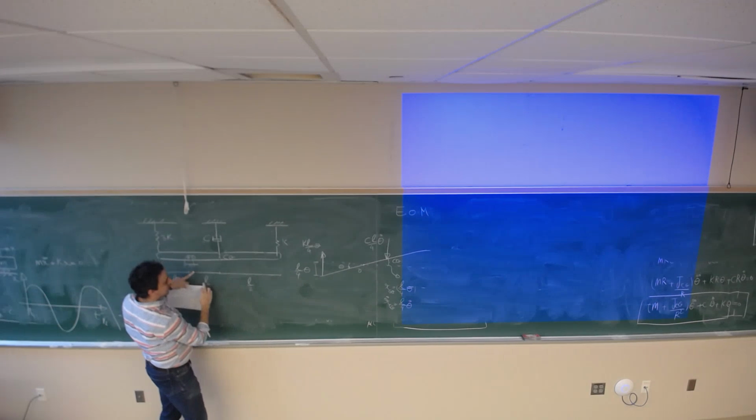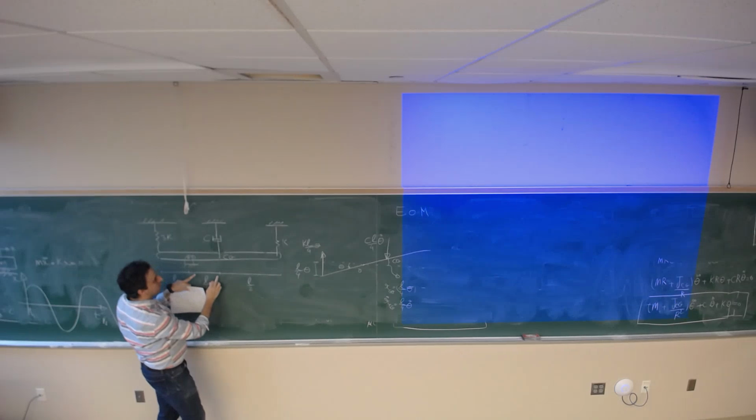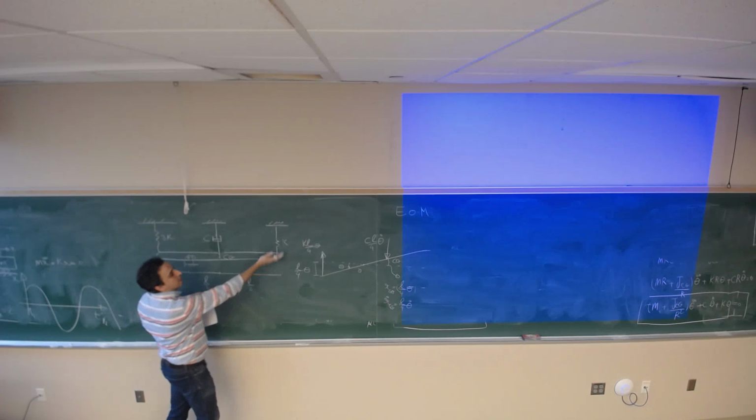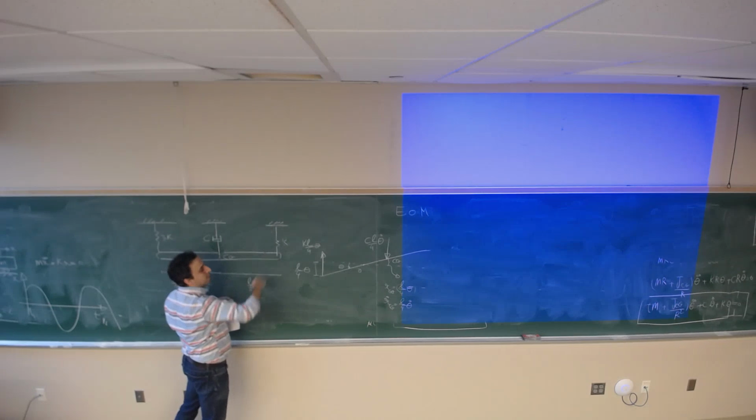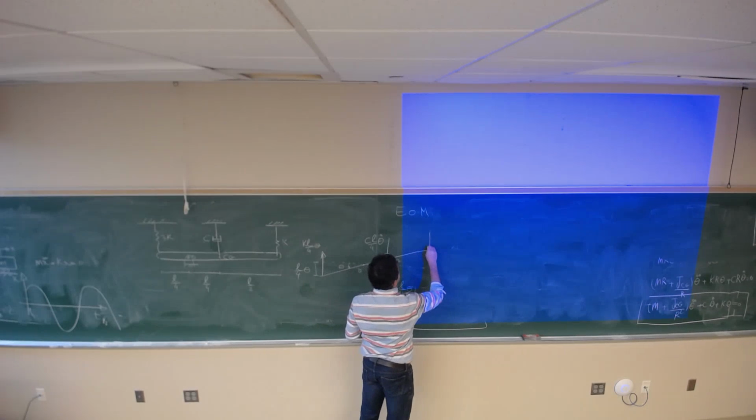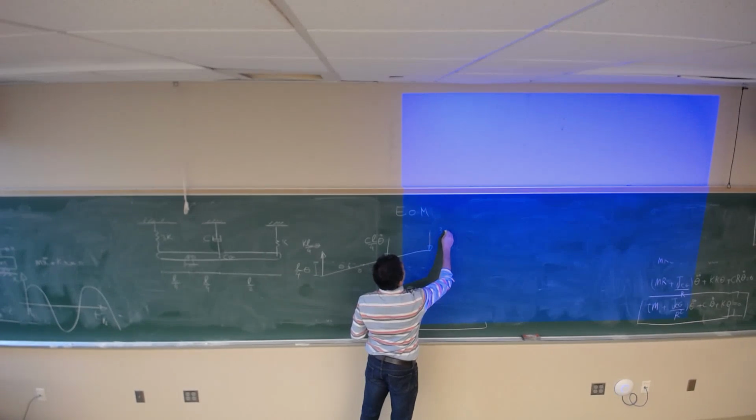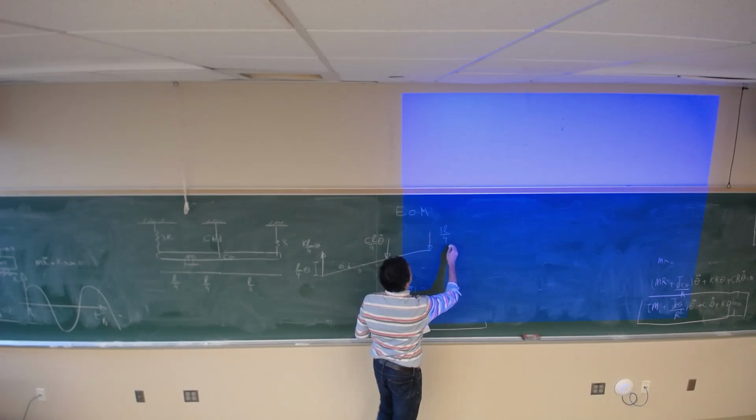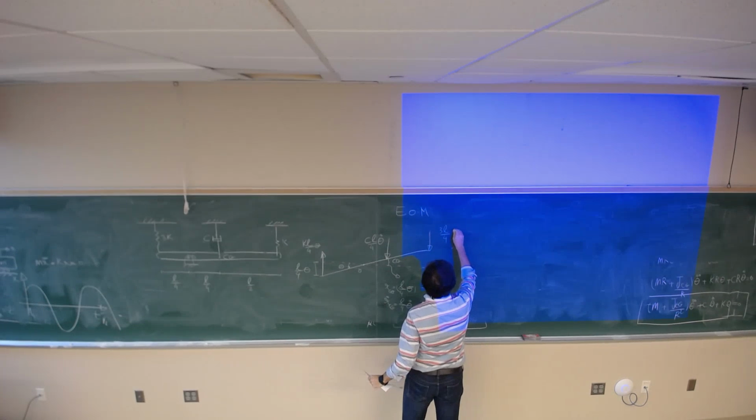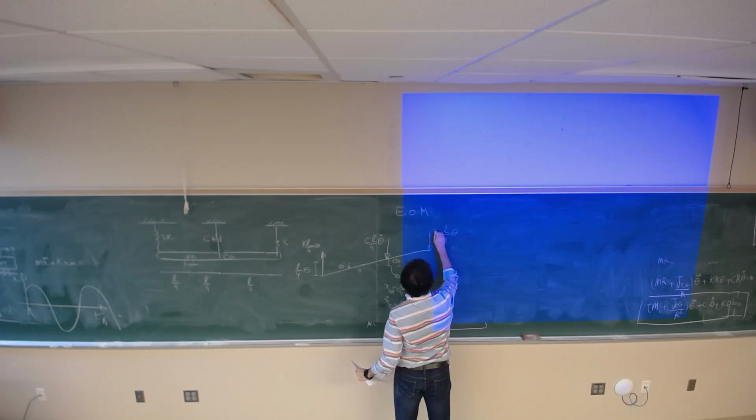The length is L over 2 plus L over 4, 3L over 4. It's going to be compressed. Compressed means force should apply downward: 3L over 4 theta times K, 3K.